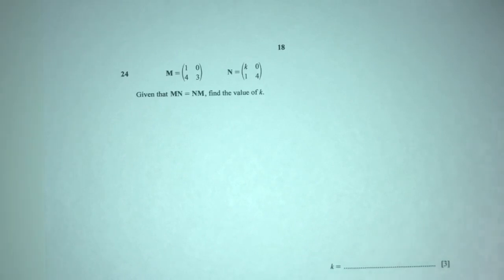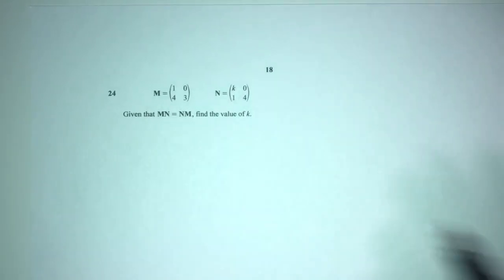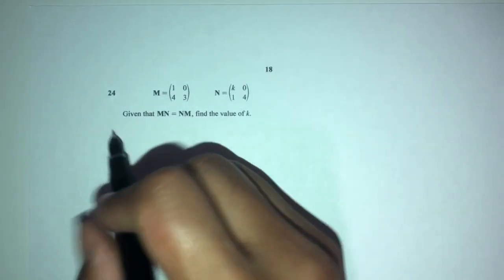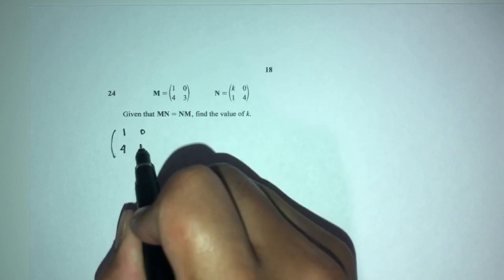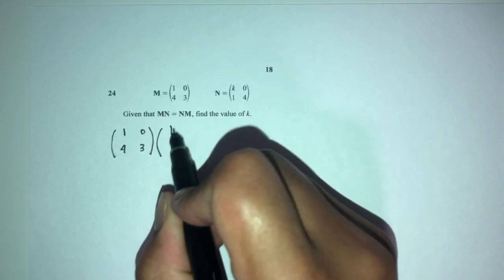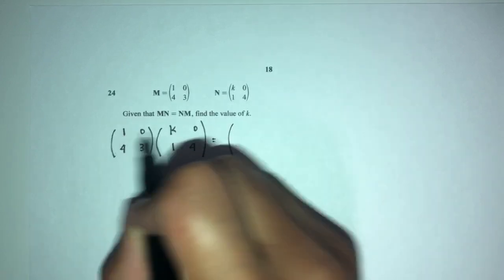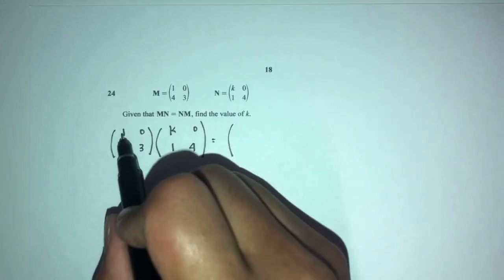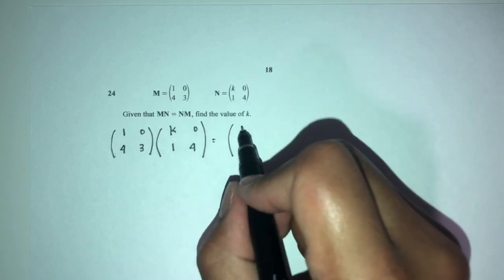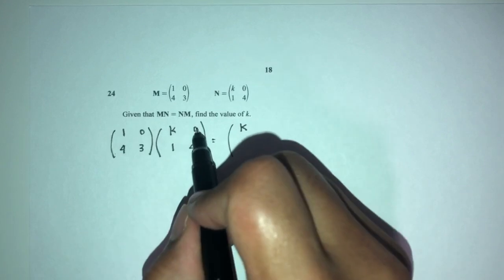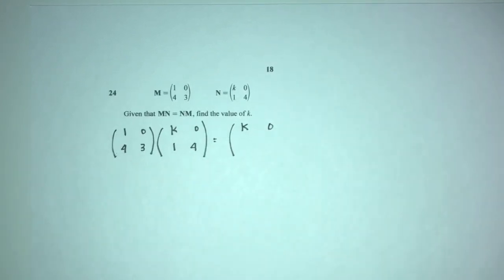Now let's move on. Given that we have these two, we have to find the value of k. So one by one, m times n. 1 times this will be 1. So 1 times k is k. K plus 0 times 1 will be k. 1 times 1 is 0. That will be 0. So again, how do we do matrix multiplication?